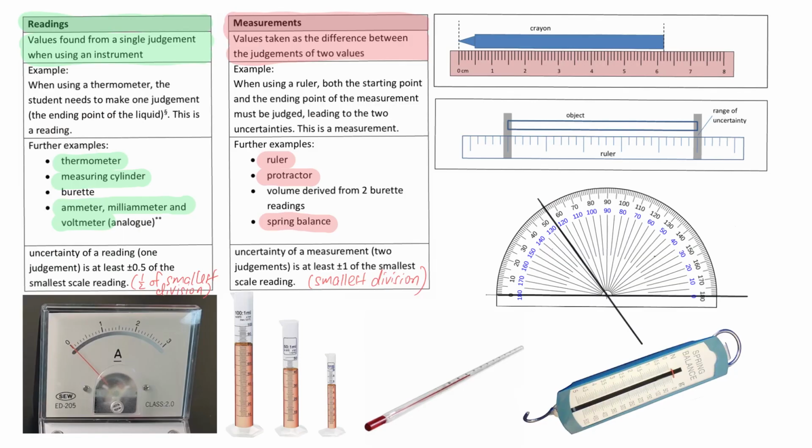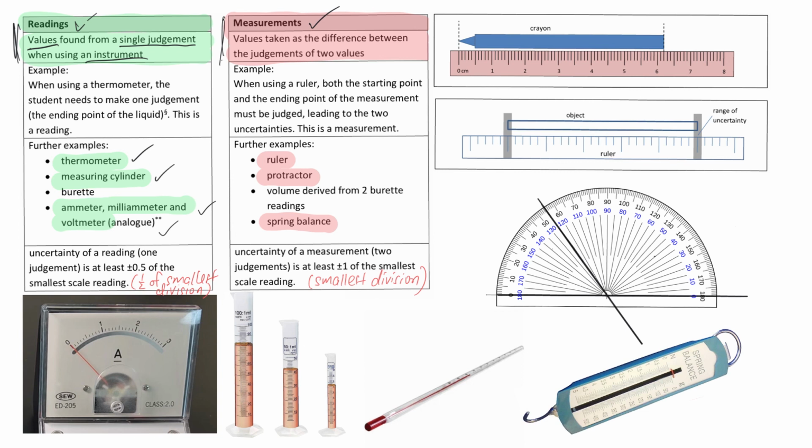Now, as mentioned just now, those highlighted in green, whatever values you read off, those are called readings. And why is it different from those in red? Because those are called measurements. Now, what's the difference actually? Those in green, like for example your thermometer, measuring cylinder, ammeter or voltmeter, the values are found from a single judgment using the instructions.